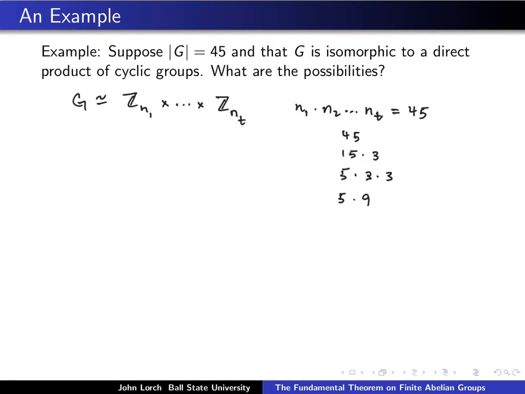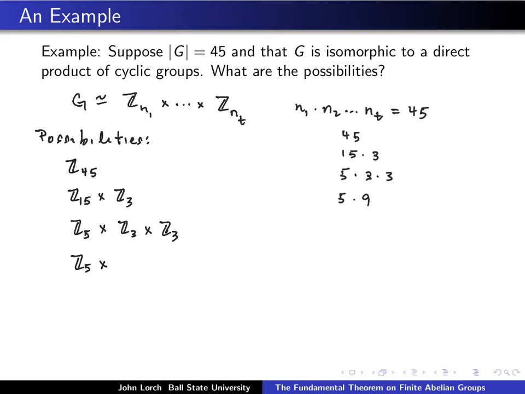And so we would say then that the possibilities would then be Z45, and Z15 direct product with Z3, and Z5 direct product with Z3, and again with Z3, and then Z5 direct product with Z9.